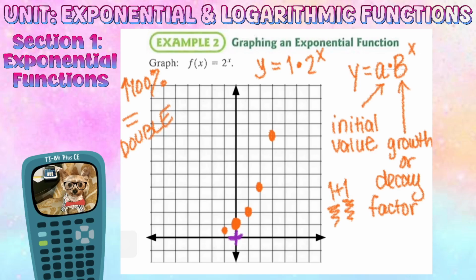But as we go left, we take half. So that's 1/2. There's 1/4, 1/8, 1 over 16, 1 over 32, 1 over 64, 1 over 128. And what's going to happen? It's going to get closer and closer and closer to 0. It will never reach 0. So we describe our end behavior on the left as approaching 0.